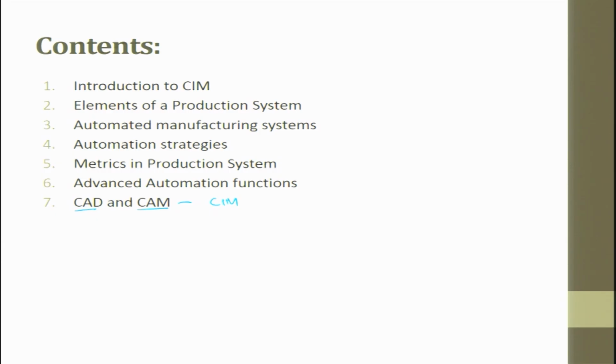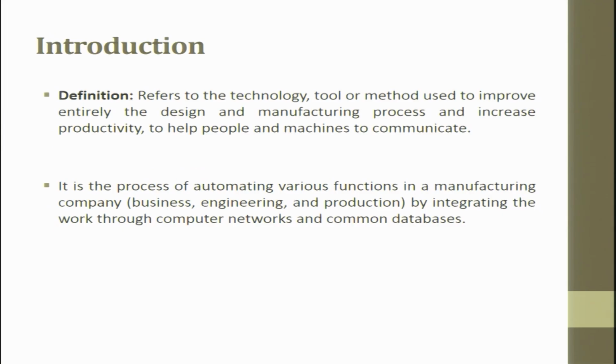This is very relevant, and it is a need of the topic for the youngsters to understand and start using computers more in manufacturing. The definition for CIM: it refers to the technology, tool or method used to improve entirely the design and manufacturing process and increase productivity, to help people and machines to communicate. So, this is the definition which is given.